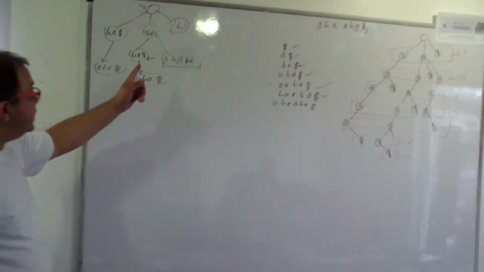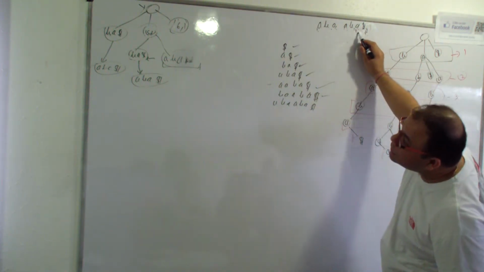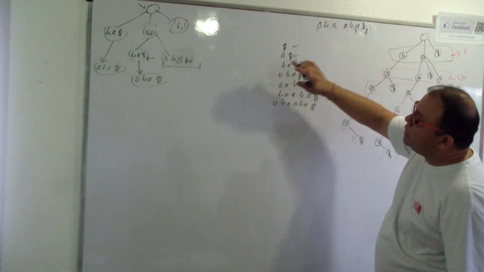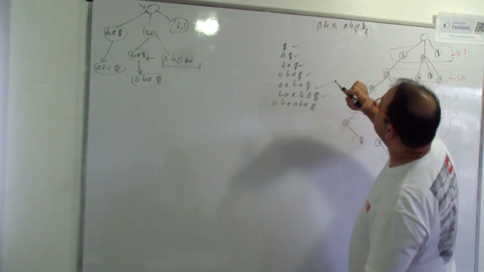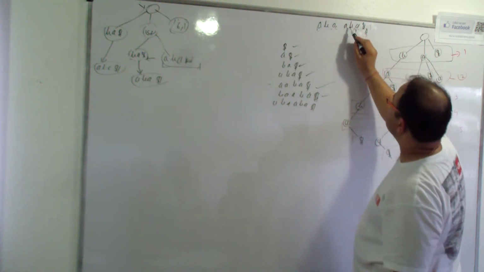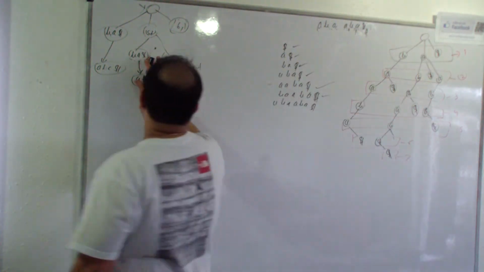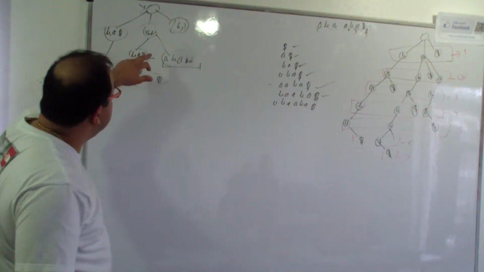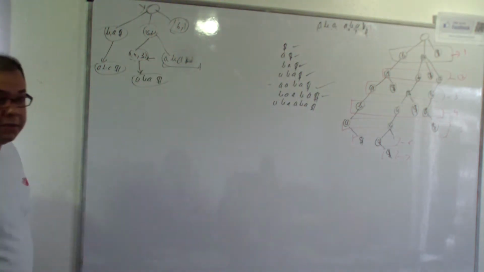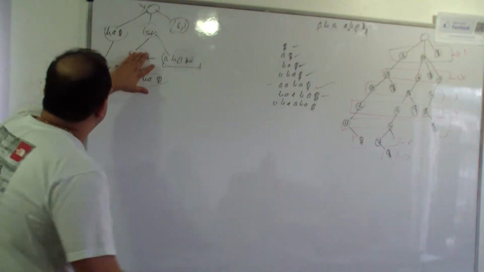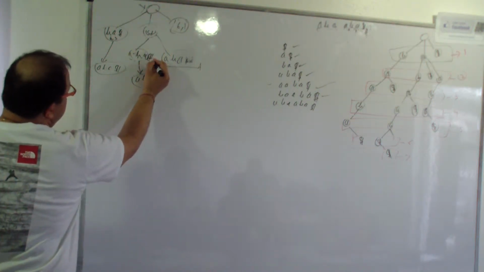Next comes BA dollar. Where was this BA? This BA was here, this one. So instead of this BA dollar we will write 4 comma 3. Yes, 4 comma 3. This was BA dollar. Okay.